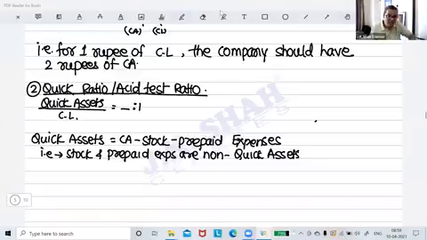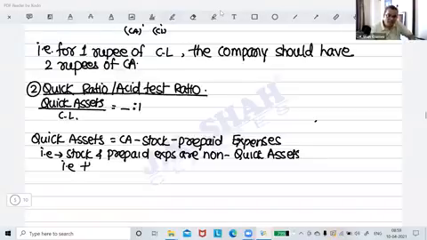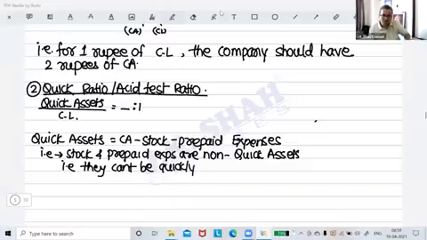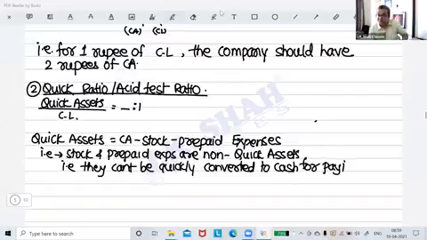That is, they can't be quickly converted to cash for paying current liabilities. Very important to understand this. Very important. See what we have written.